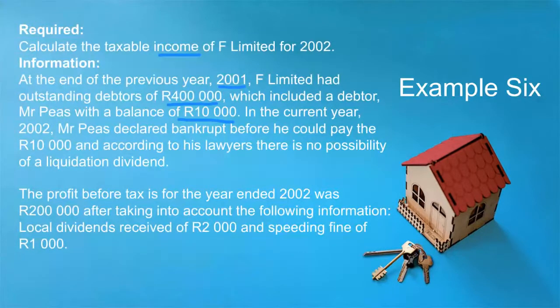Right, now let's have a look at the debt. So this is the important part, the bad debt. The bad debt says Mr. Pease is not going to pay us 10,000 rand. So from the accounting perspective, how would we have treated that? How would the accountant treat it? Will he subtract it from profit or will he add it to profit?